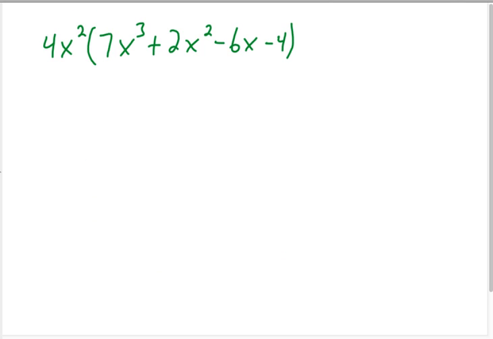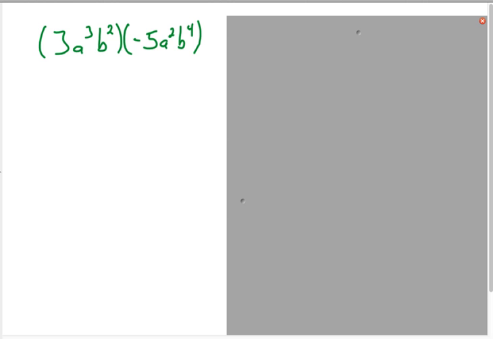So let's get to something a little more complicated. And you might be thinking, well, my gosh, there's an x squared out here and a 4, and then there's a bunch of x's in here. What am I going to do? So before we get to that, let's just skip it, and we'll get back to that later. And we'll skip it by looking at a problem that looks possibly even more complicated. So we have 3a cubed b squared times negative 5a squared b to the 4th. So the question is, how do we multiply all this together?